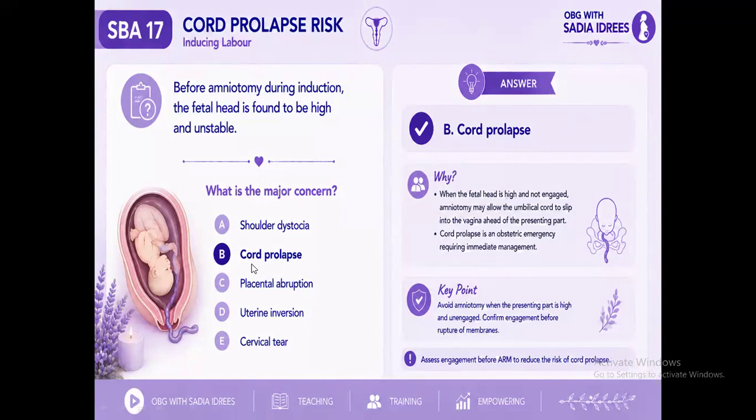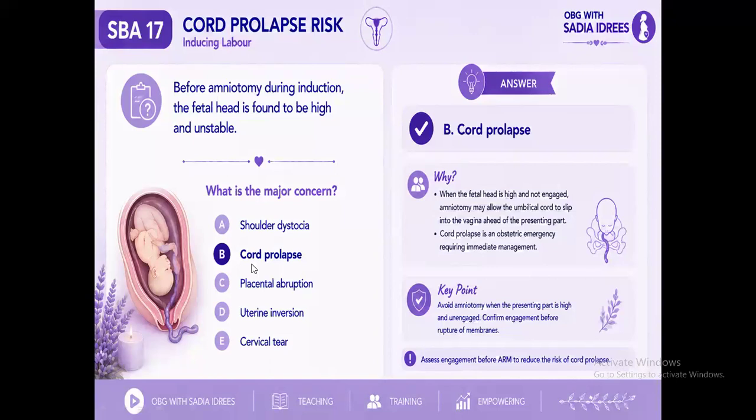Good. Cord prolapse. Think mechanically. Normally, when the presenting part is well applied to the cervix, it occupies the space above the cervix. But if the head is high and mobile, there's room between the presenting part and the cervix. So if you rupture the membranes, the liquor suddenly drains, and the umbilical cord may descend past the presenting part. That is cord prolapse. And cord prolapse is an obstetric emergency because cord compression can rapidly compromise fetal oxygenation. So before amniotomy, assess the level and stability of the presenting part. If the head is not stable and well applied, be extremely cautious.